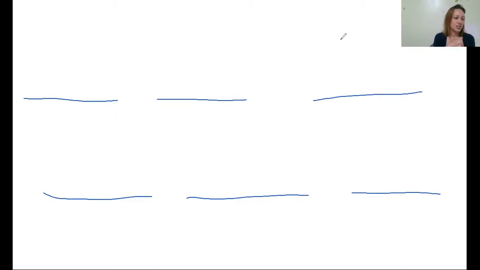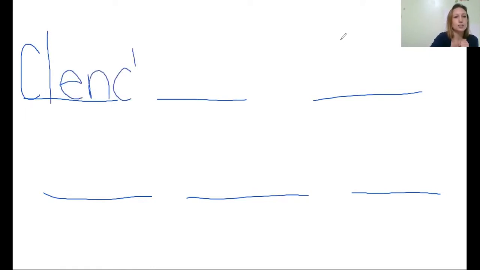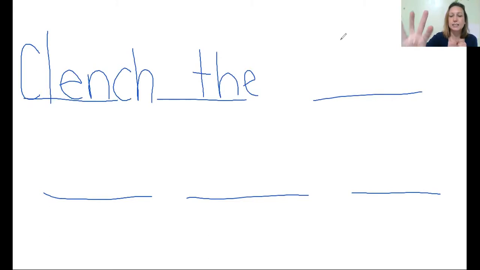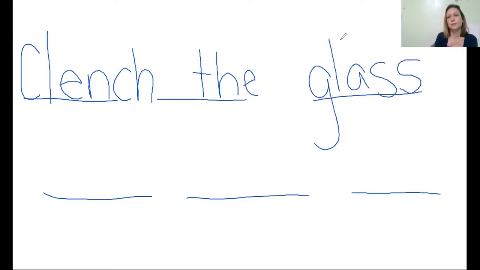And let's go ahead and check it together. Clench. K-O-N-C-H. 5 sounds. Capital C, first letter in my sentence. I heard that N before ch, so I'm using CH. Clench the glass. G-U-A-S. And what do we know about this one? Floss rule, single closed syllable ending in S. We're going to double that S.